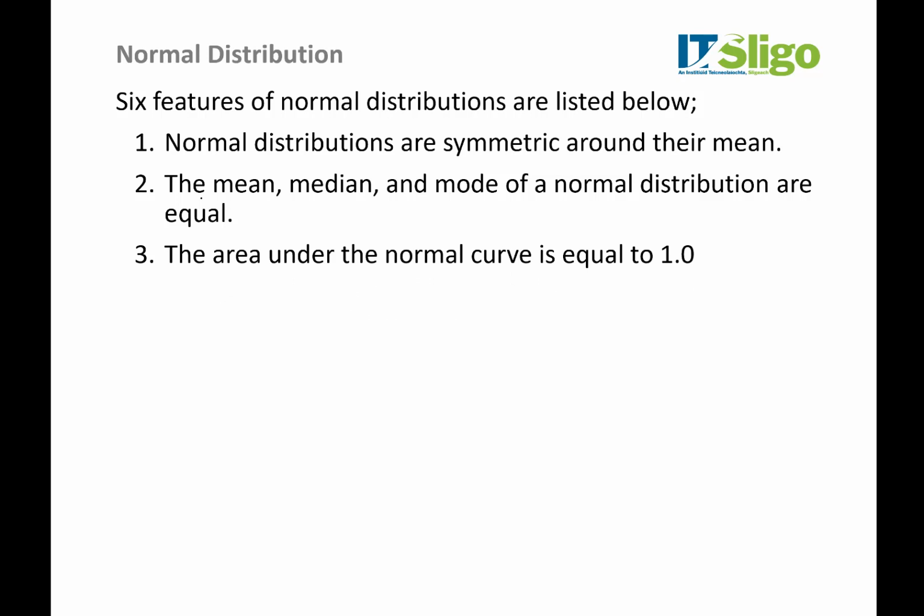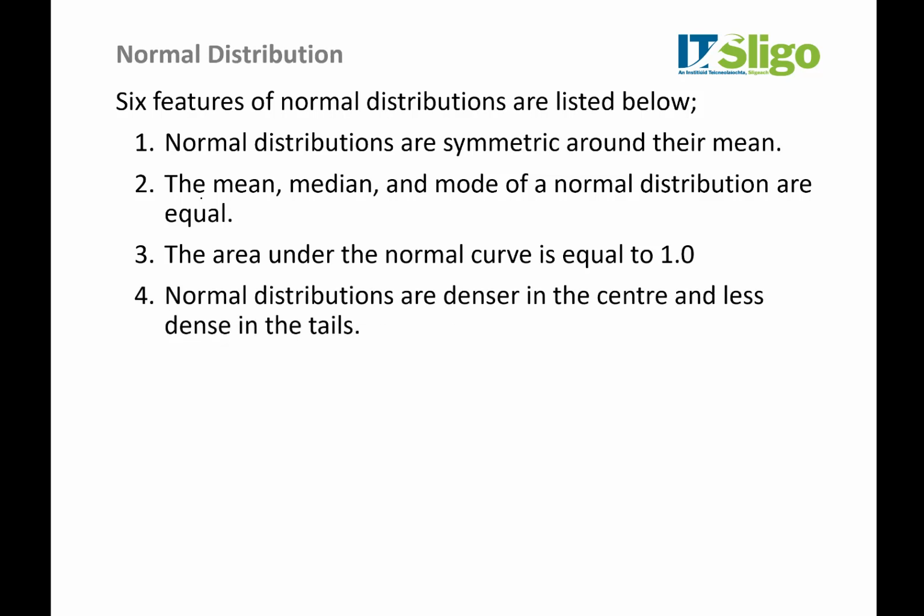The area under the total curve is equal to 1. This is back to probabilities again. Normal distributions are denser in the center and less dense in the tail. We've seen this. 68% of students lie in the middle bit.